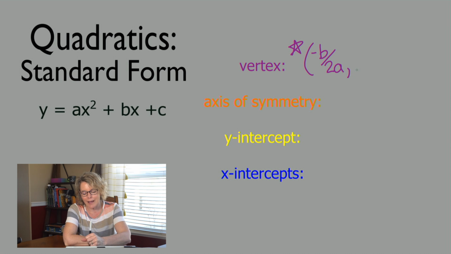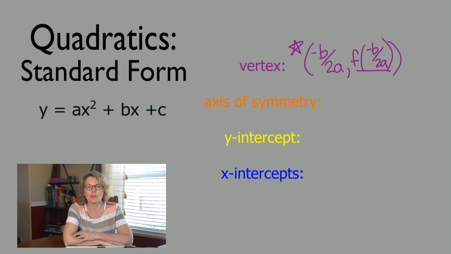Then to find the y, the easiest thing to do is to put that x that we just found back into the equation to figure out where it is. Sometimes you'll see them put it like this: f of negative b over 2a, but honestly, that's kind of confusing. It just means put that number in and get your y value.